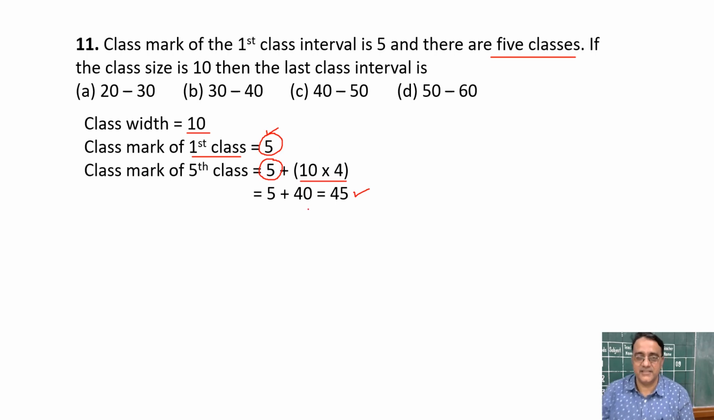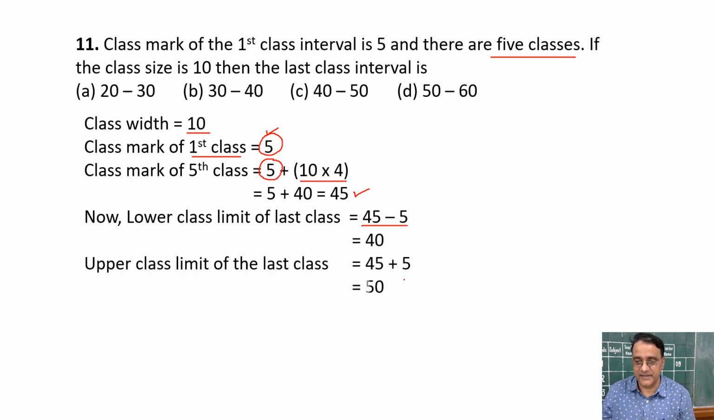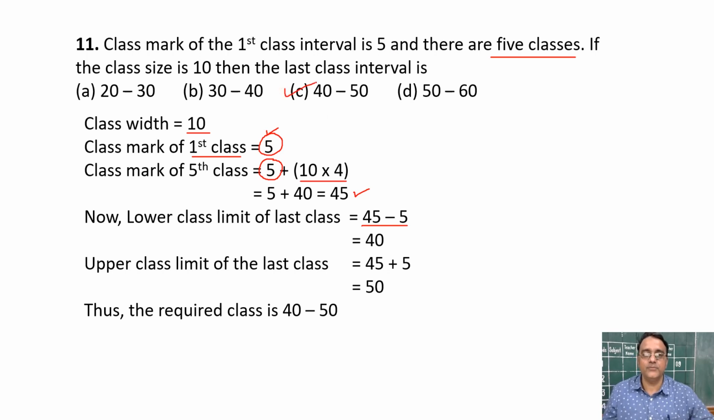So total 5 classes. Similarly, now we have to subtract the half of class width, that is 5, to get lower limit, and we have to add 5 to get the upper limit. So first lower limit 45 minus 5, that is 40, and upper limit 45 plus 5, that is 50, and the required class is 40 to 50, and the correct option is Option C. Option C, right? So now we are moving toward question number 12.